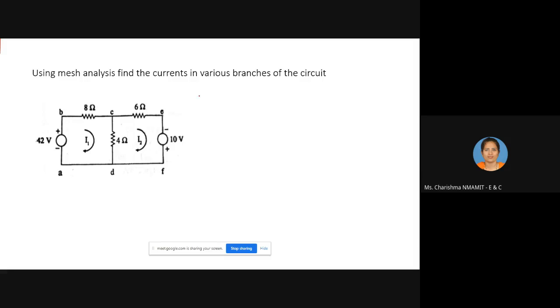So the first equation is for mesh 1. If you have any doubts, you can ask. It is minus 2 plus 42 minus 8 I1, minus 4 into (I1 minus I2) equal to 0.